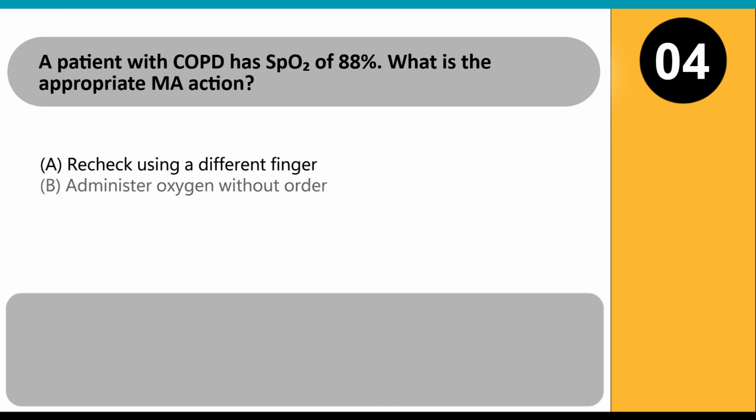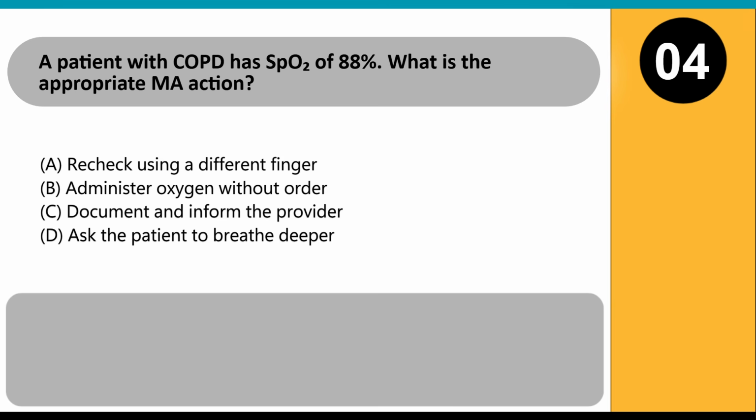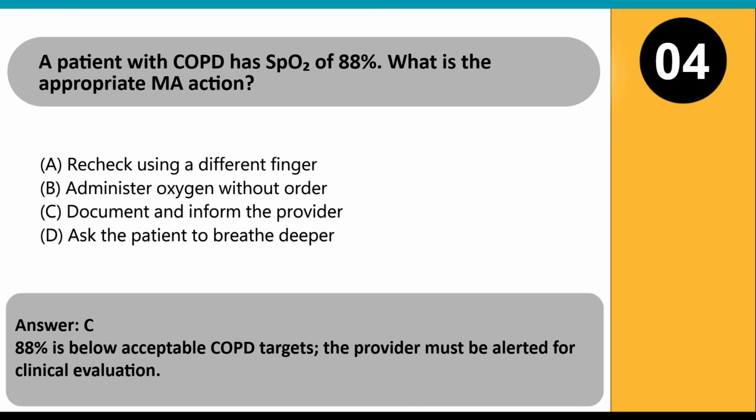A patient with COPD has SpO2 of 88%. What is the appropriate MA action? A. Recheck using a different finger. B. Administer oxygen without order. C. Document and inform the provider. D. Ask the patient to breathe deeper. Answer: C. 88% is below acceptable COPD targets. The provider must be alerted for clinical evaluation.